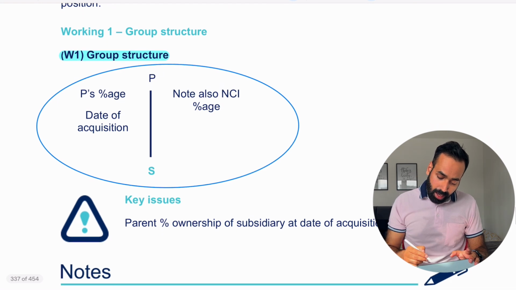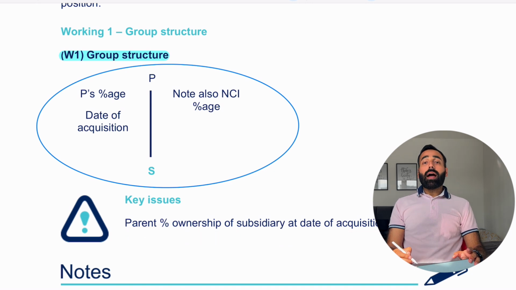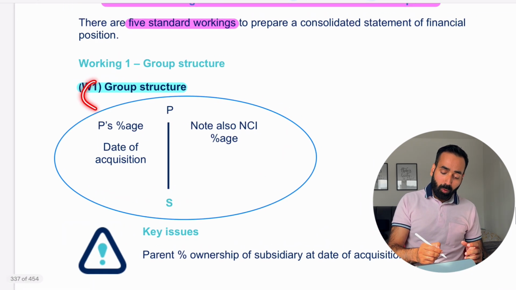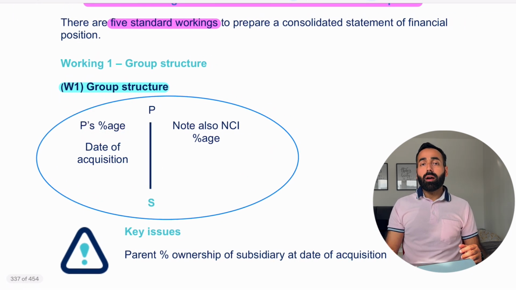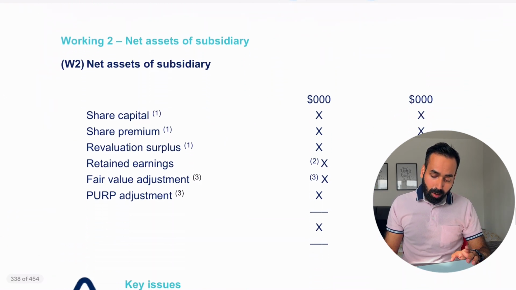Here you can see that the key issue given to you is the parent's percentage ownership of the subsidiary at the date of acquisition. So you need to know exactly what is the percentage that has been acquired at the date of acquisition. We'll move on to working two now.